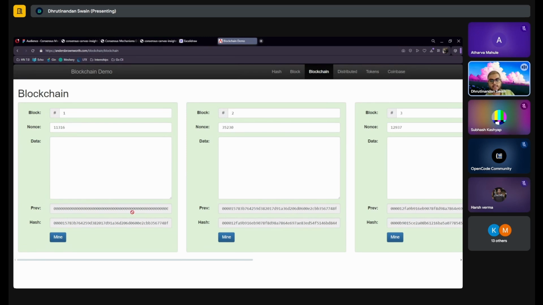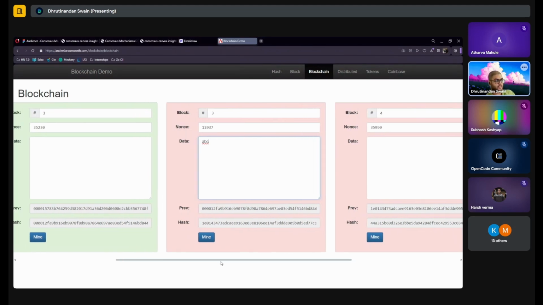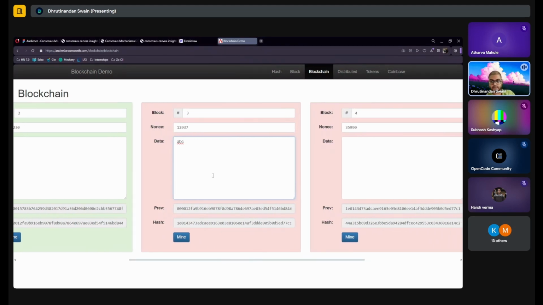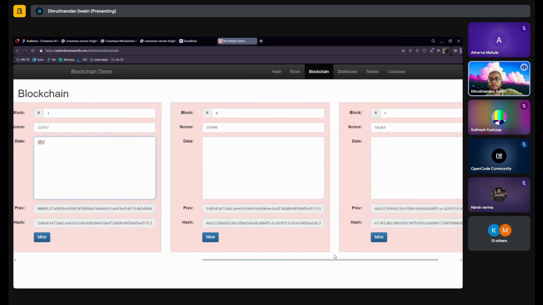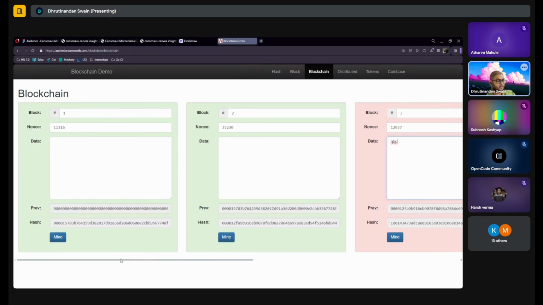Previous block is 00 as it is the starting block, also known as the genesis block. Hash is some random value. Let's choose a random block in between. Block number three. If I change or add any new data here, let it be ABC. As you can see, it turned red because I have changed the existing block number three data, due to which there's a change in the current hash and the current hash is not matching with the previous hash. It used to match. The entire chain is broken.